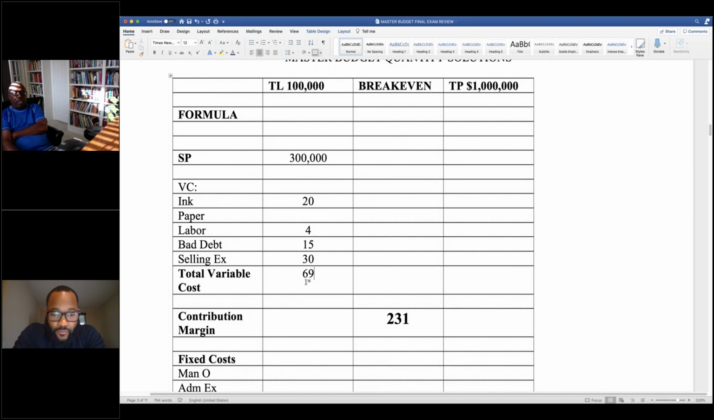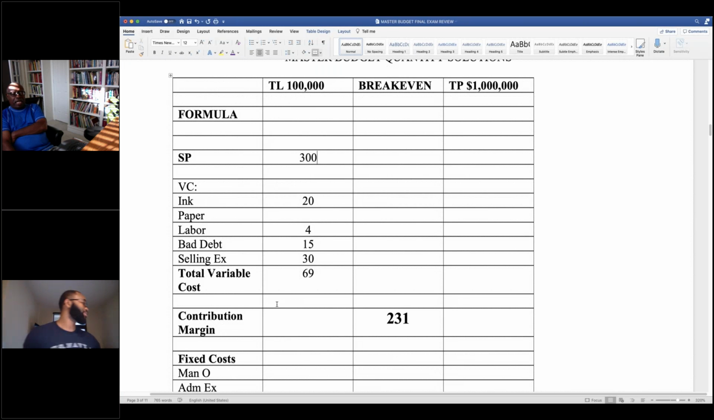I'm assuming. What's your contribution margin? The contribution margin, so that's 300 divided by. We're not dividing yet. We're just adding and subtracting. But so the contribution margin is, what's the formula for the contribution margin? Selling price minus total variable cost.